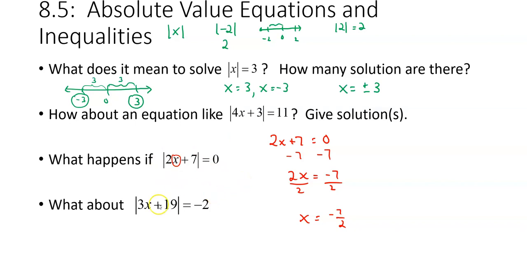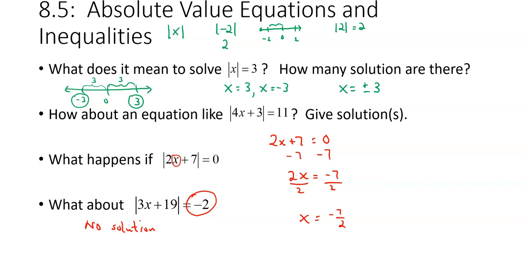Look at the last one. The last one says the absolute value of 3x plus 19 is equal to -2. Before you start solving this, check and see if that question makes sense. Remember we said that absolute values are either 0 or greater than 0. So here you're saying that the absolute value of something is a negative number. That's not possible. No solution. The absolute value of any number cannot be negative.